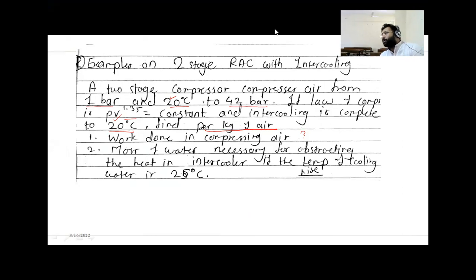Example of a 2-stage reciprocating air compressor with intercooling. Write down. A 2-stage compressor compresses air from 1 bar and 20 degrees Celsius to 42 bar. If the law of compression is PV raised to 1.35 equal to constant and intercooling is complete to 20 degrees Celsius, find per kg of air the work done in compressing air or indicated power, and the mass of water necessary for absorbing heat in the intercooler. The temperature of cooling water is 25 degrees Celsius.